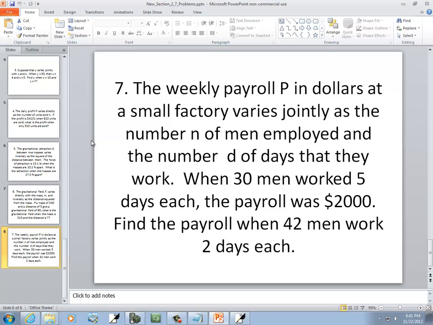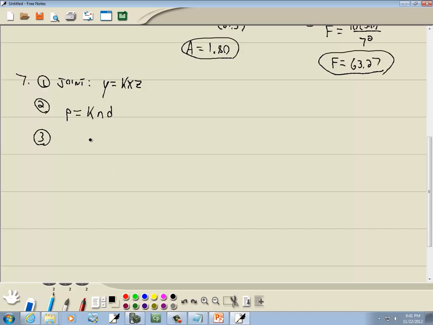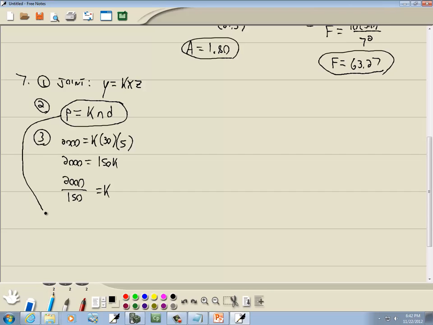Step 3, look for your one example. Use it to find K. When 30 men, so N is 30, worked 5 days each, so D is 5, payroll was 2,000. Well, let's use that to find K. 30 times 5 is 150K. Divide both sides by 150, and we get 2,000 over 150 equals K. Now you can simplify that if you want, but we're going to end up putting it in our calculator anyway, so you might as well just leave it as is. So K is now 2,000 over 150, and then N D.